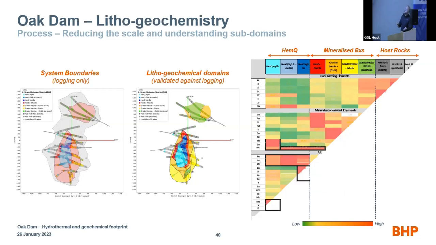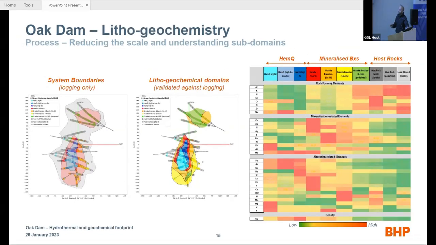Then, we used to think that the core of the system was just a big soup of barren rocks with high molybdenum, arsenic, antimony, and iron. But as you investigate further, there are big subdomains that are really important.